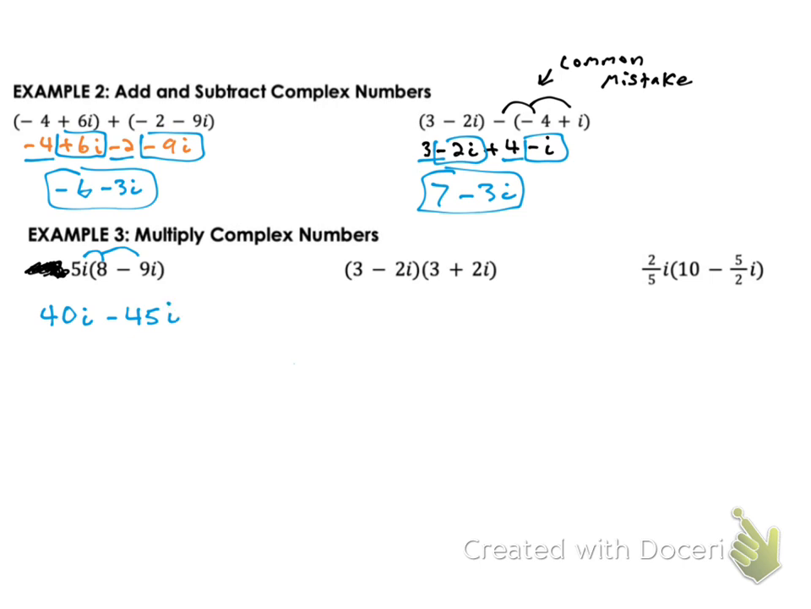What do you think i times i is? i squared. What did we say i squared was earlier? Good, Royce. What's i squared? Negative 1. So this is going to be 40i minus 45 times negative 1. So it's 40i plus 45.